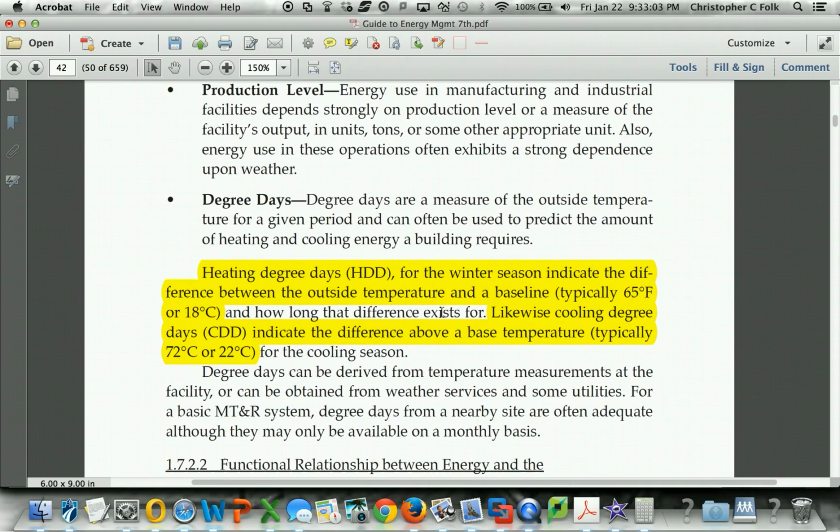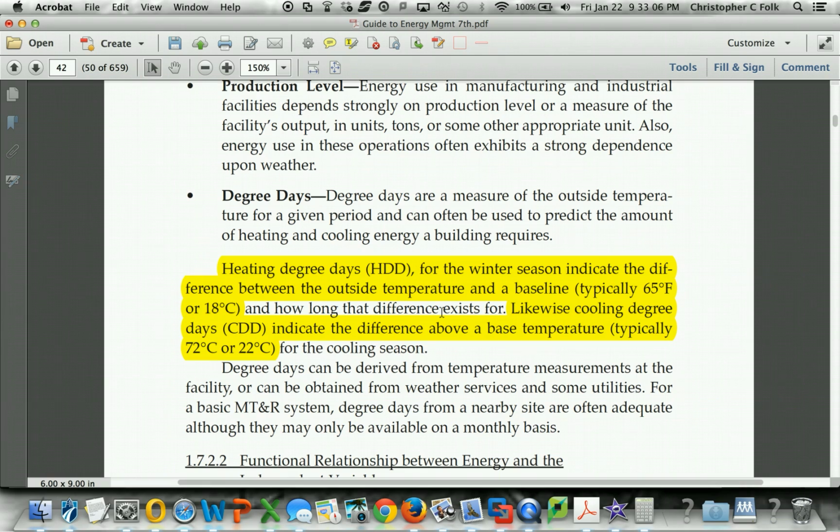One of them is heating degree days. Okay, so I've highlighted this, and again, we're going to be going over this in greater depth next chapter here. So heating degree days for the winter season include the difference between the outside temperature and a baseline. The baseline is typically 65 degrees Fahrenheit or 18 C. And likewise, we'll also have cooling degree days. The baseline for this is typically 72 F, there's a typo right here, or 22 C. So we'll learn more about that here in a bit.